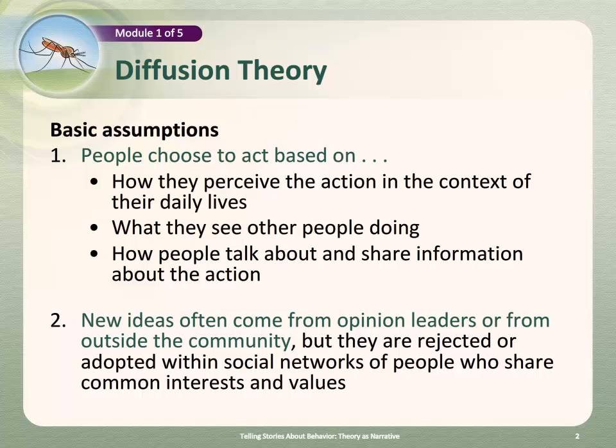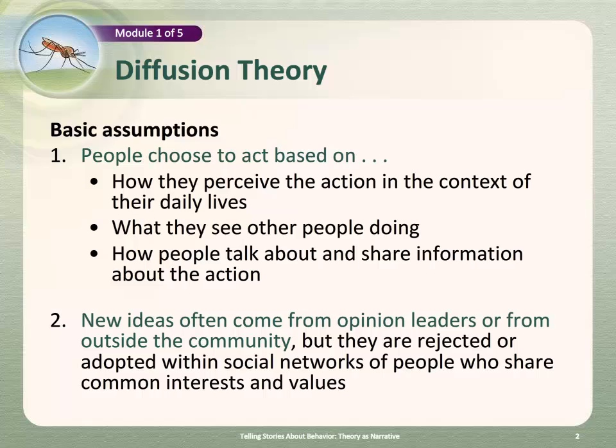The diffusion of innovations, or diffusion theory, is a narrative about interaction, information sharing, and decision-making within a social network. Some of the basic assumptions of diffusion theory are that people choose to act based on how they perceive the action in the context of their daily lives, what they see other people doing, and how people talk about and share information about that action within their community, within their family, within peer networks, and so on.